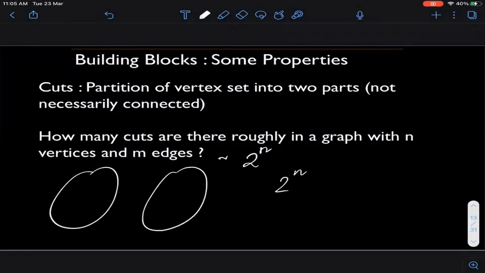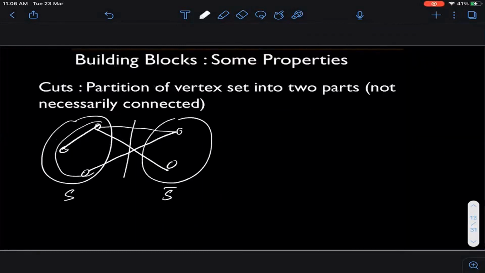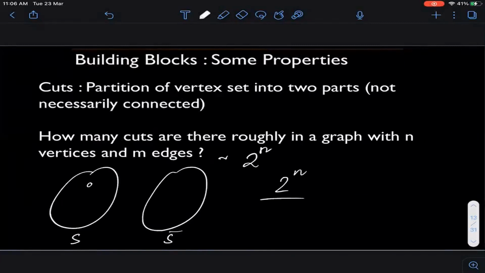But why did Kevin say 2 to the n minus 1? Well, because here a specific cut will be counted twice. In this picture, the same cut will happen if these three go into S bar and these two go into S. So these three on the left hand side, if they go to the right hand side, and whatever was on the right hand side goes to the left, you will end up having the same cut. So those you are counting twice in this calculation. So you should divide by 2. The actual number is this divided by 2.